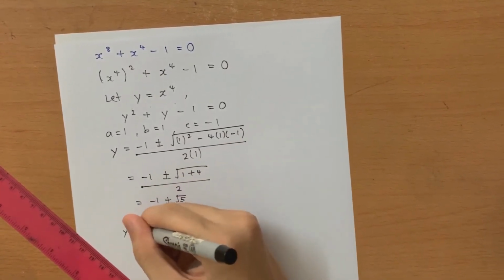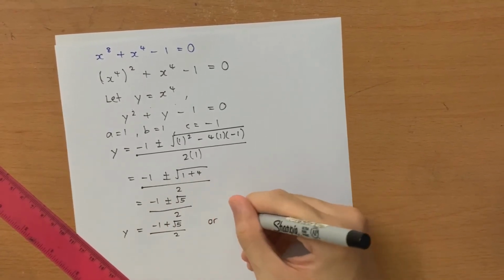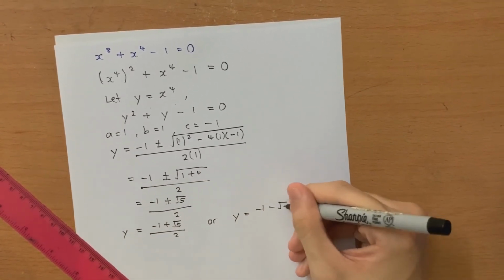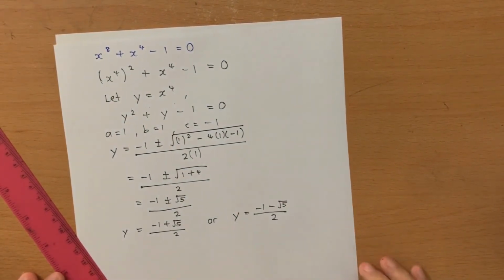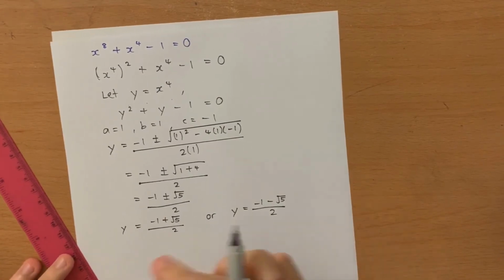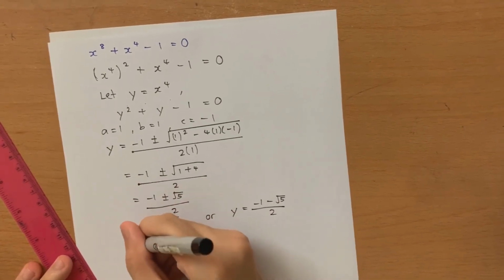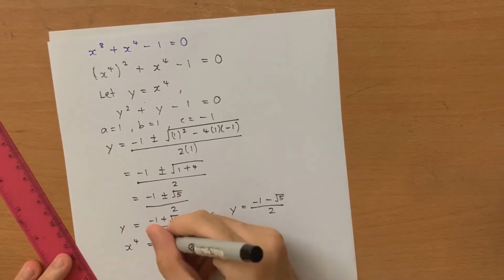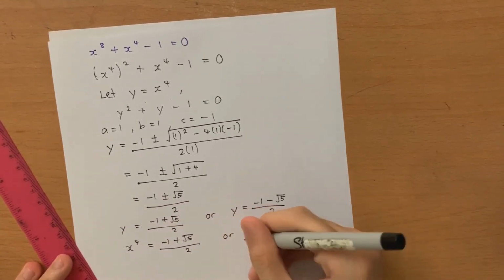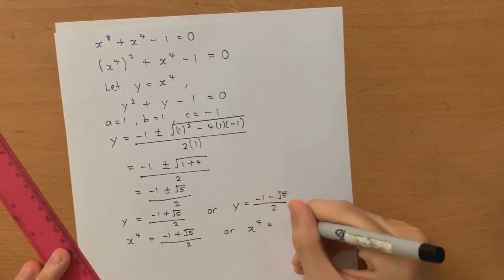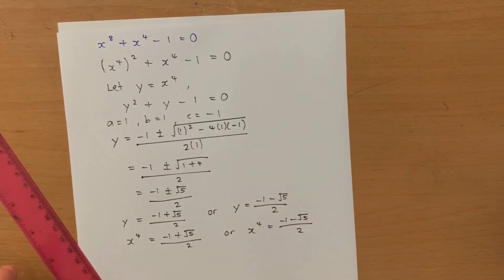So y is negative 1 plus square root 5 divided by 2, or y is equal to negative 1 minus square root 5 over 2. Let's just leave it in exact form first. So now we are going to substitute x to the power of 4 back in for y. So x to the power 4 is equal to negative 1 plus square root 5 divided by 2, or x to the power 4 is equal to negative 1 minus square root 5 divided by 2.